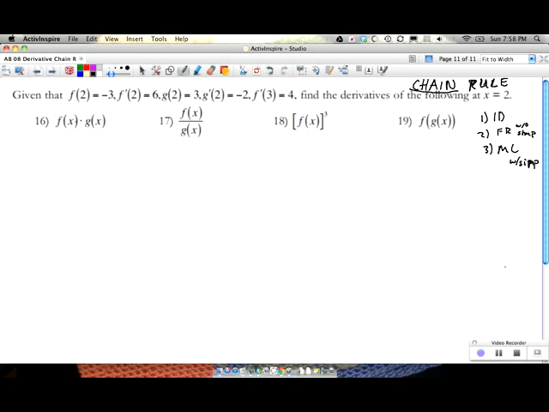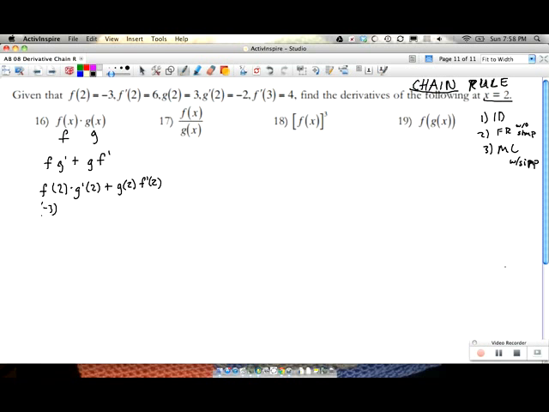So number 16. Oh, this isn't too hard. It's a product rule where we're going to have an f and a g, which means that the derivative would be f g prime plus g f prime. So let's fill that in. That means we're going to have f of 2, which is where we're evaluating this at, f of 2 times g prime of 2 plus g of 2 times f prime of 2.